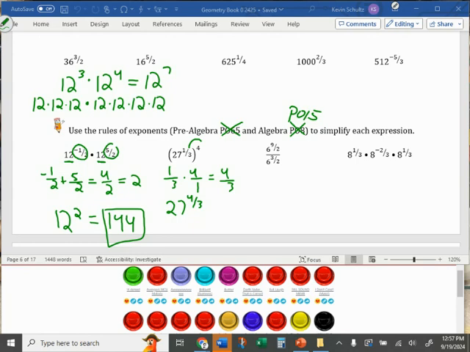Next one, 6 to the 9 halves over 6 to the 3 halves. We're dividing by the same base. We have a 6 and a 6. We can't cancel the bases out. What's the rule for the exponents when you divide by the same base? Gus? Subtract. So we have 9 halves minus 3 halves. What do we get? 6 halves, which is equal to 3. And so ultimately we get 6 cubed. And that's going to be your answer.